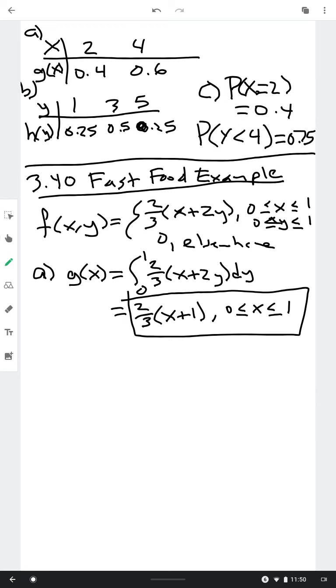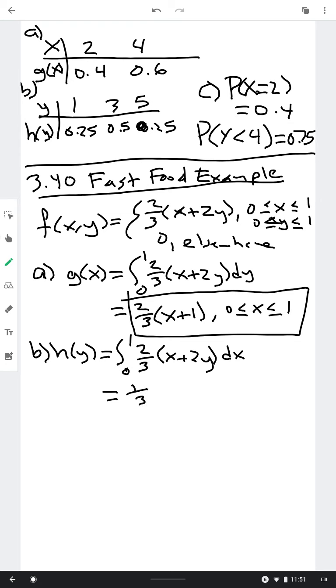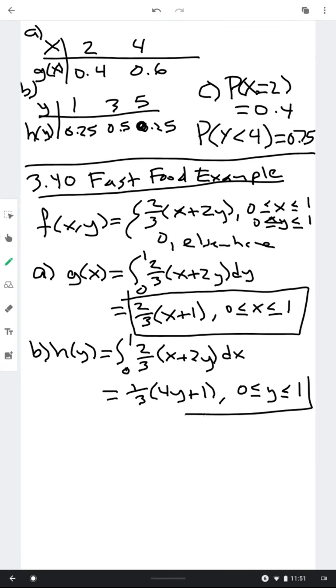And then the marginal density of y, h of y, integrate over all the x's now. X goes from 0 to 1. That's the limits for x. And when you do that, you get 1/3 times the quantity 4y plus 1, where y goes from 0 to 1.